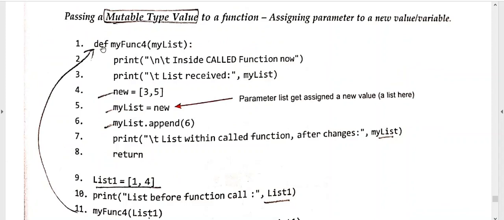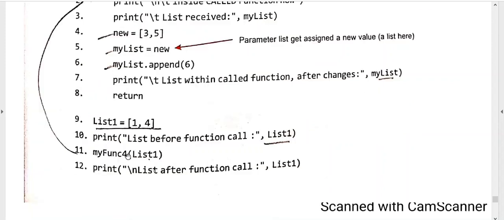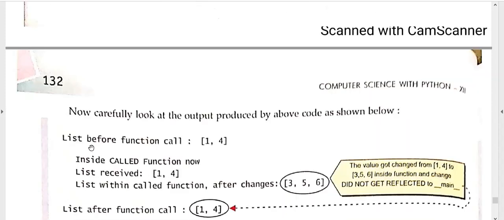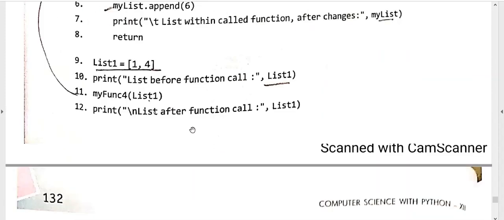So you know this function definition header will be read and the rest of the statements up to 8 will be ignored. Okay, list1 is equal to 1 comma 4. 1 comma 4 means there are two elements in this list1. So first element list1[0] is this, then list1[1] is this. So the list before the function call is list1, 1 and 4. In the output you will get list before the function call 1 and 4, then my function list1.